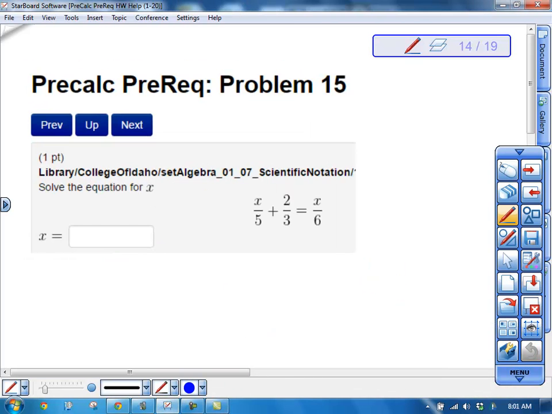Next problem is good practice with fractions. I need to simplify this. I would clear fractions first, so I'd multiply this thing through by 30. And the reason why is because that's the least common denominator that 5, 3, and 6 all go into.